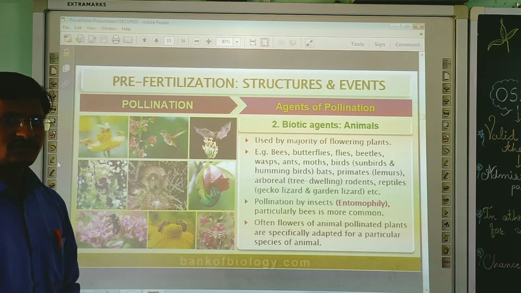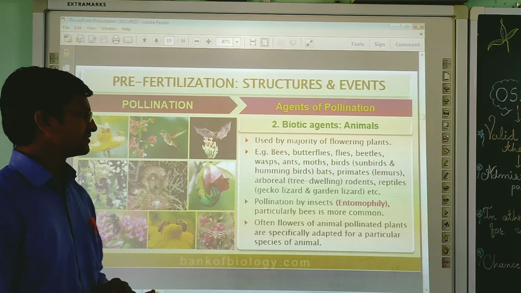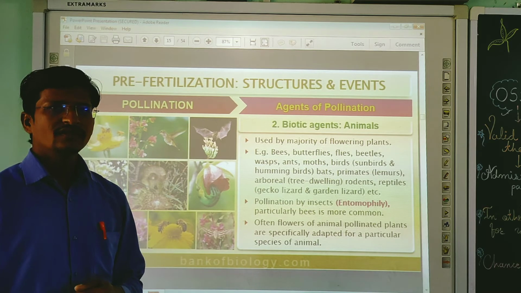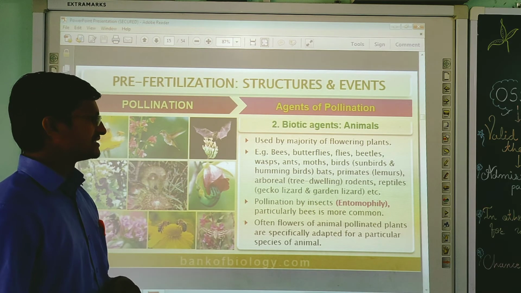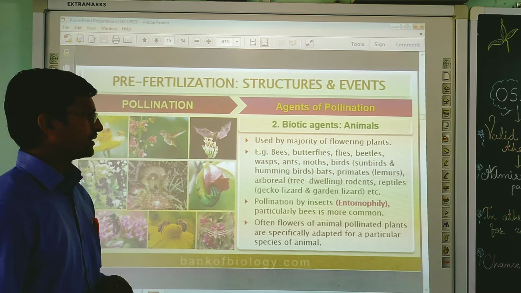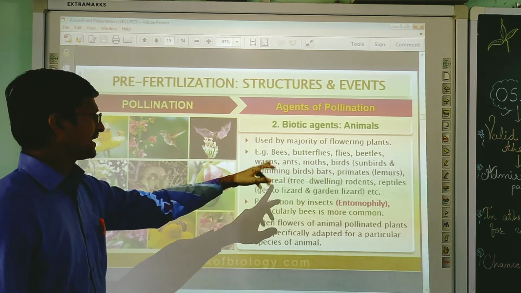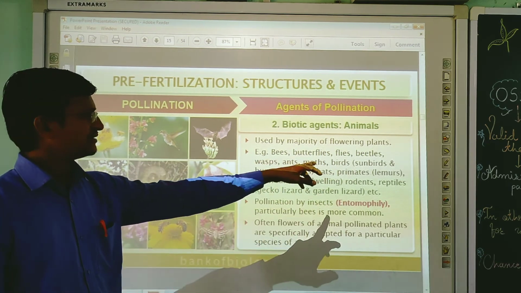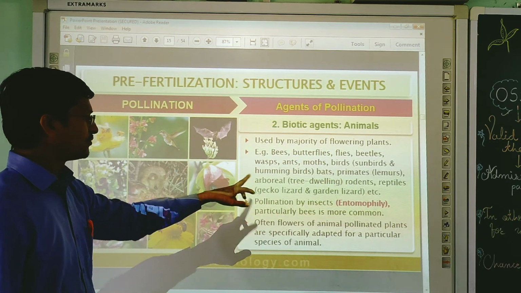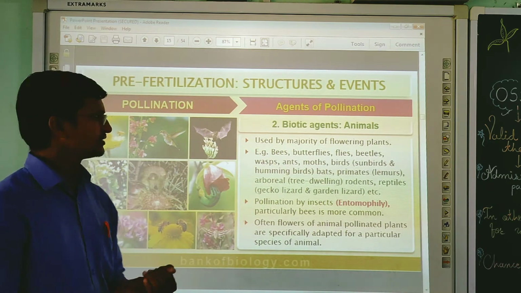Next is animals. The agent of pollination is animals. Pollination by insects is called entomophily, and bees are particularly common. Among them are bees, butterflies, flies, beetles, wasps, ants, moths, and birds. Among birds, sunbirds and hummingbirds, and also bats, primates, arboreal animals, land rodents, reptiles, many things. Even humans are responsible for this.